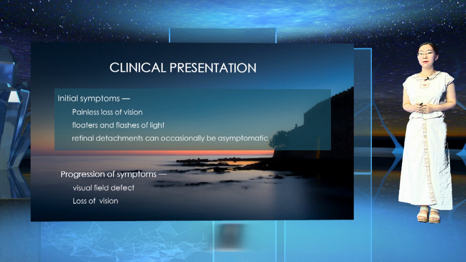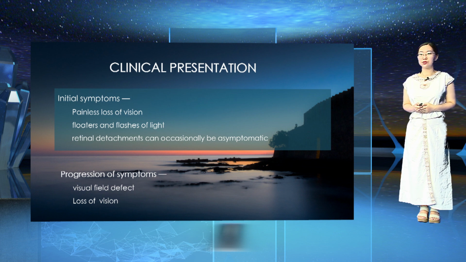Regardless of the cause, patients with retinal detachment present with painless loss of vision in the affected eye due to the separation of the retina from the underlying choroid. In most cases, the patient will experience symptoms of posterior vitreous detachment as well, including floaters and flashes of light. However, retinal detachment can occasionally be asymptomatic.